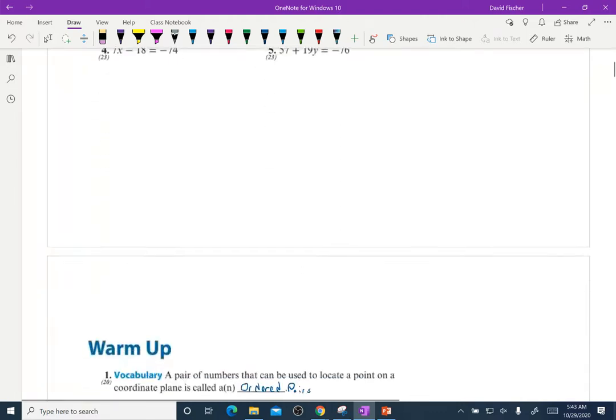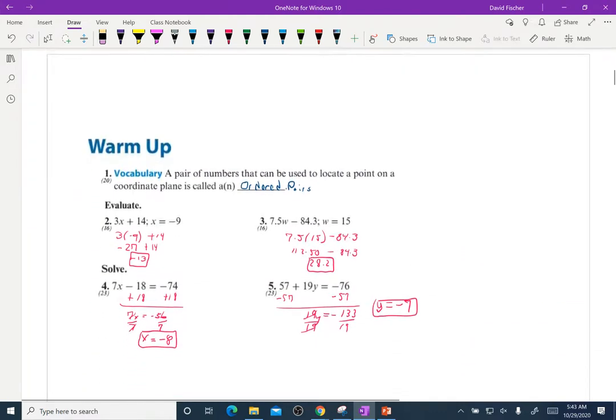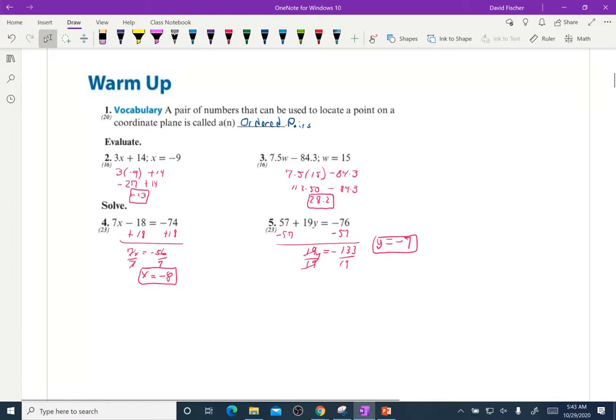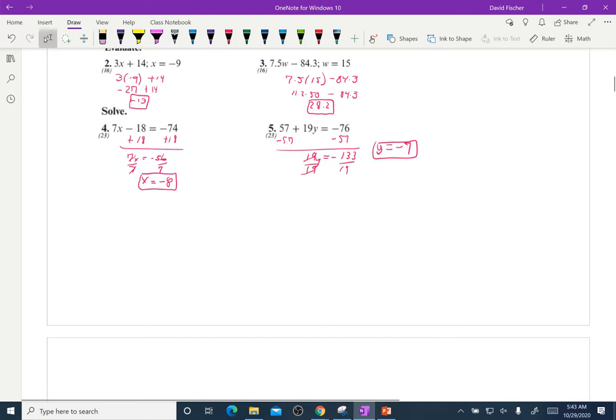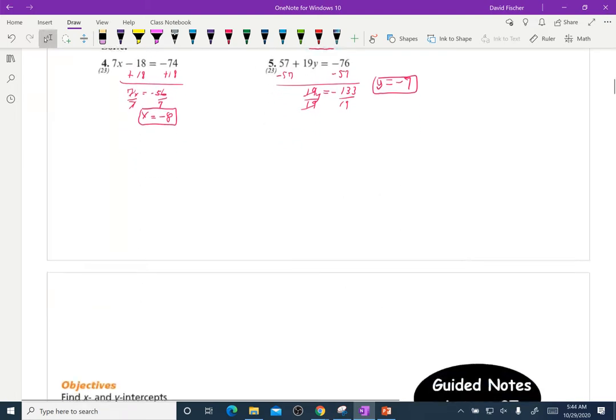Alrighty, welcome back. So you can see what I mean about my pen, and this is actually pretty good. Ordered pairs is probably the answer they're looking for, a pair of numbers that can be used to locate a point on a coordinate plane. Number 2, I got negative 13. Problem 3, I got 28.2. Number 4, I got x equals negative 8. And number 5, I got y equals negative 7.